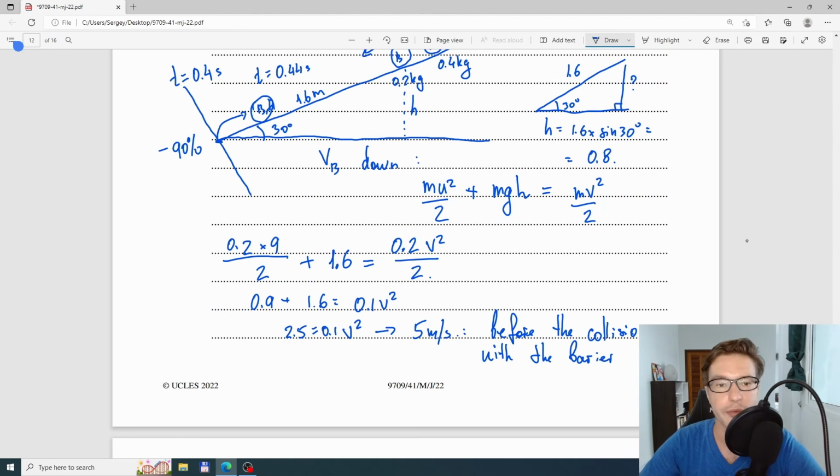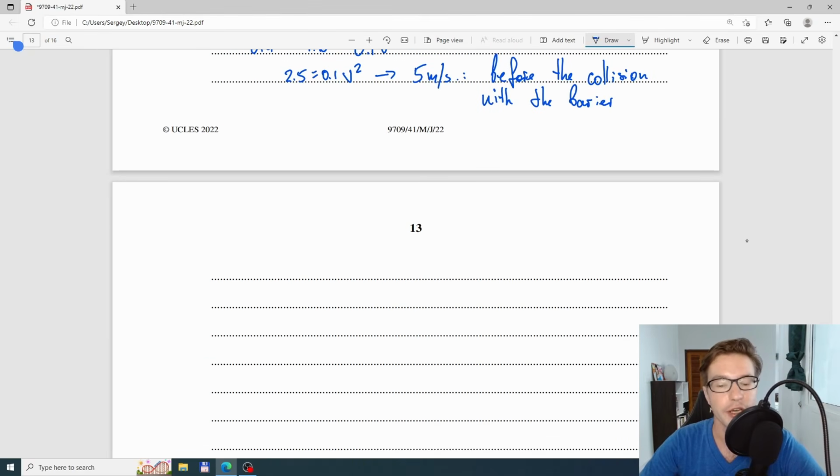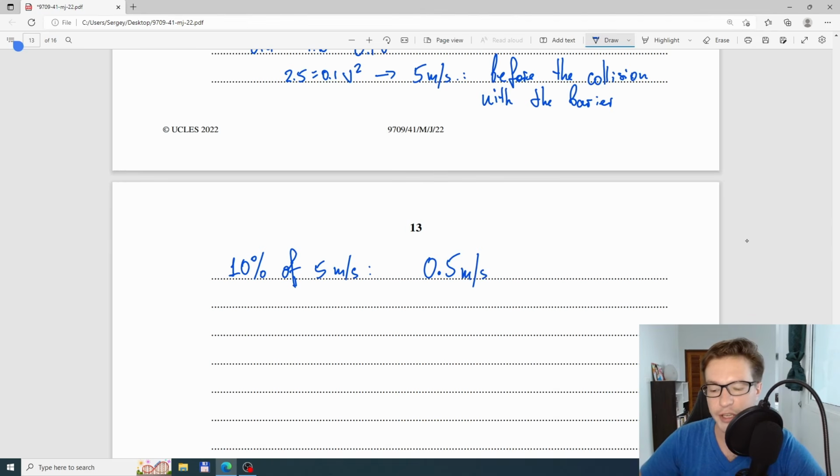Now, what happens when it collides with the barrier? It's going to lose 90% of its velocity, so what is left is 10%. Now we're looking for 10% of 5 meters per second. That's going to be 0.5 meters per second. So that's the velocity with which particle B starts traveling up.